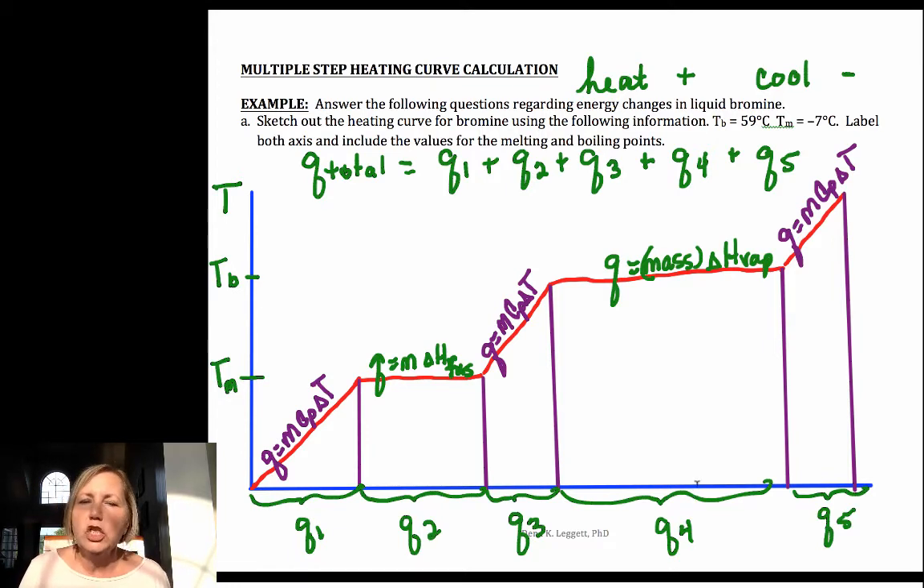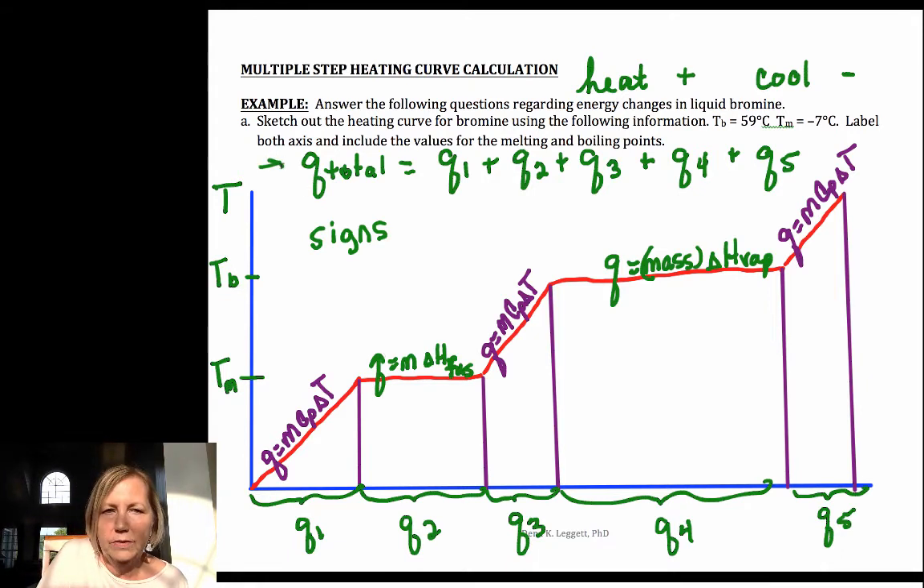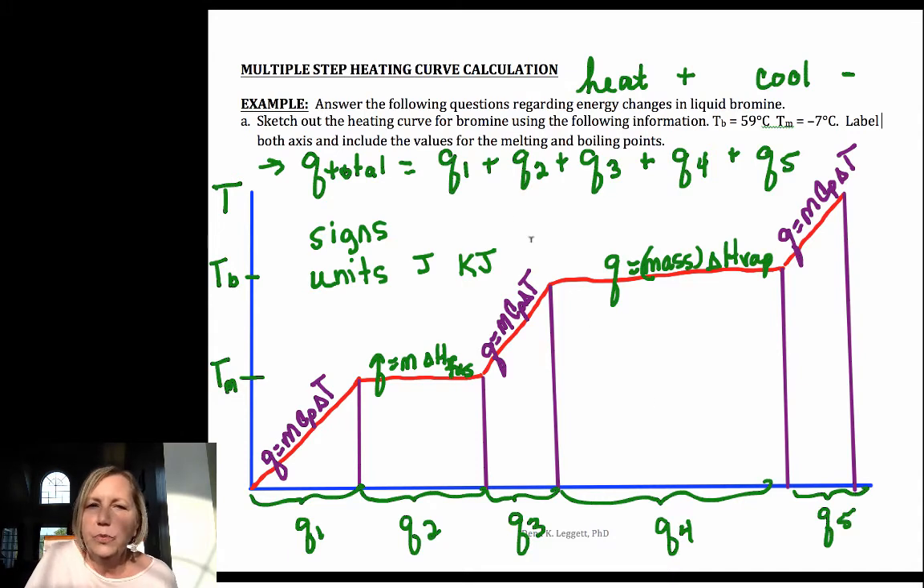The main challenge might be in checking your signs. Make sure all of the signs are either positive or negative. You're not going to have a mix of signs if you're doing a Q total. And then you want to check your units. Sometimes you'll get constants in joules, and sometimes you'll get constants in kilojoules. And if we want to add them together, they have to be in the same unit. So that is kind of the big picture of the type of calculation we'll be doing.